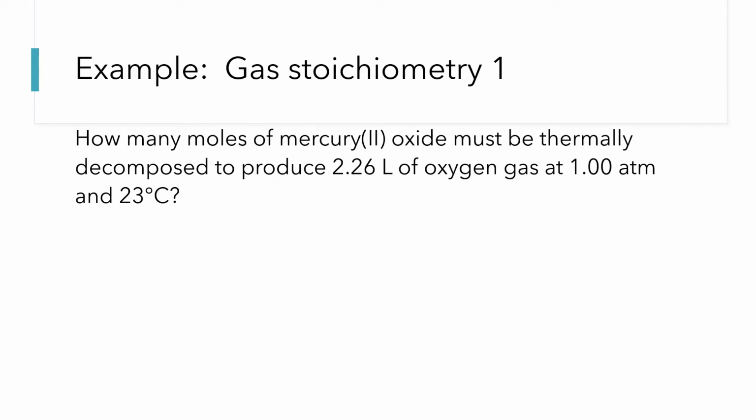So here's our first example. How many moles of mercury(II) oxide must be thermally decomposed to produce 2.26 liters of oxygen gas at 1 atmosphere and 23 degrees C? If we were doing this face-to-face, I'd take a moment to review nomenclature and writing and balancing equations. That Roman numeral II in mercury(II) oxide tells us that the charge on mercury is +2. Oxide has a -2 charge, so when we write mercury oxide, we just need 1 mercury and 1 oxygen because the +2 and -2 cancel out, giving us HgO.